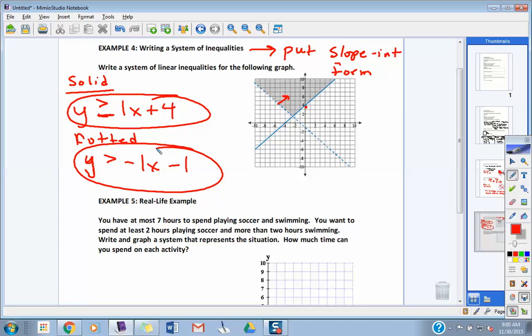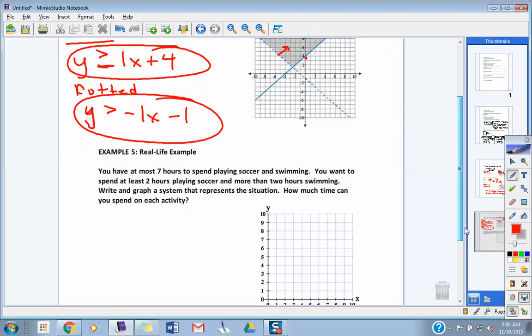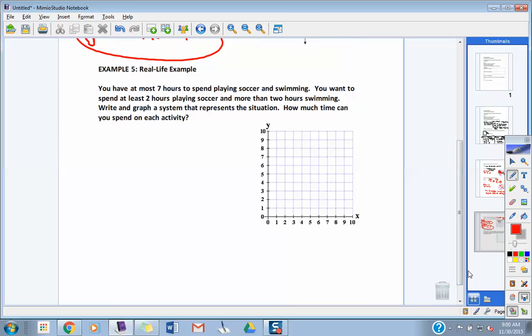All right. Last example here quickly, and then I don't even remember what time we got. 20 after, is that right? Okay.